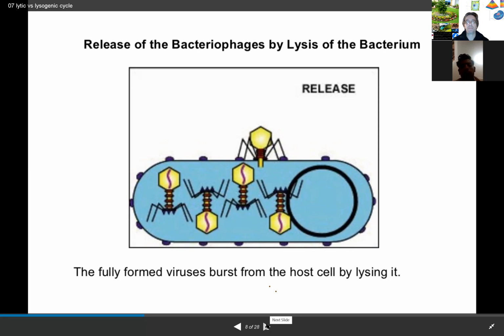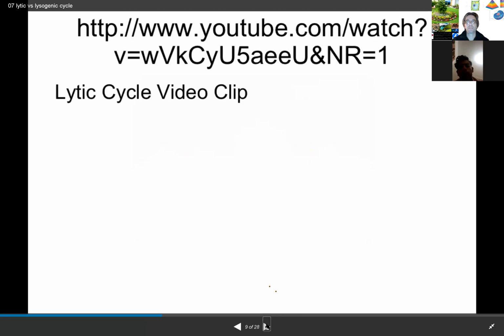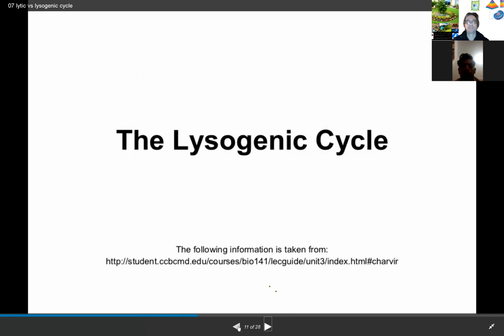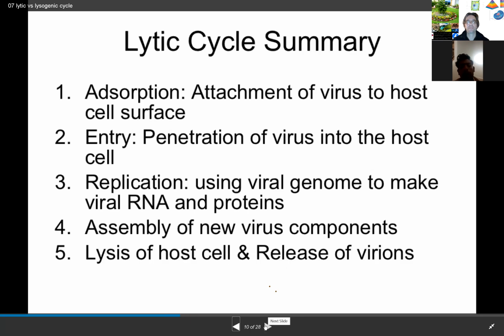exert pressure on the wall of the bacteria, and new phages are made inside the bacteria. So they will exert pressure on the bacteria, and the bacteria will die in such conditions. So this type of life cycle is known as the lytic life cycle.